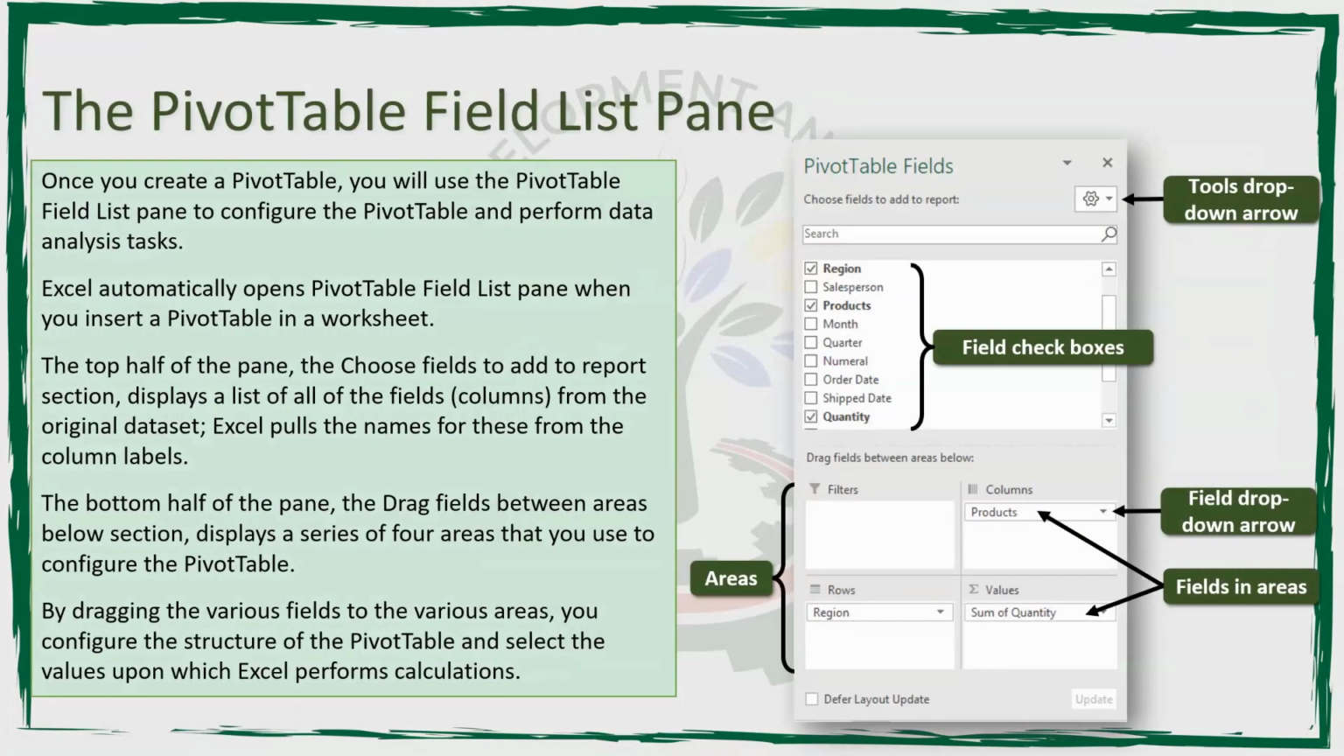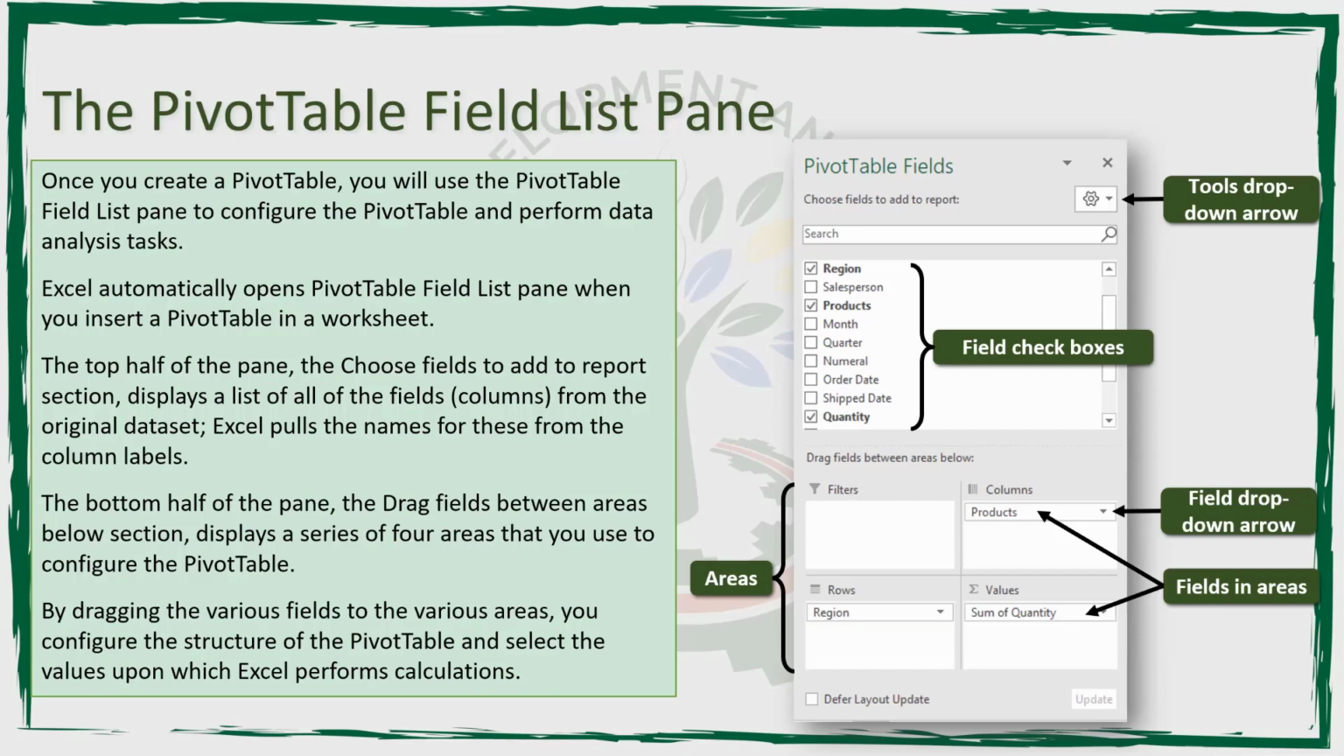The Pivot Table Field List pane. Once you create a pivot table, you will use the Pivot Table Field List pane to configure the pivot table and perform data analysis tasks. Excel automatically opens the Pivot Table Field List pane when you insert a pivot table in a worksheet. The top half of the pane, the Choose Fields to Add to Report section, displays a list of all of the fields, the columns from the original data set. Excel pulls the names for these from the column labels.